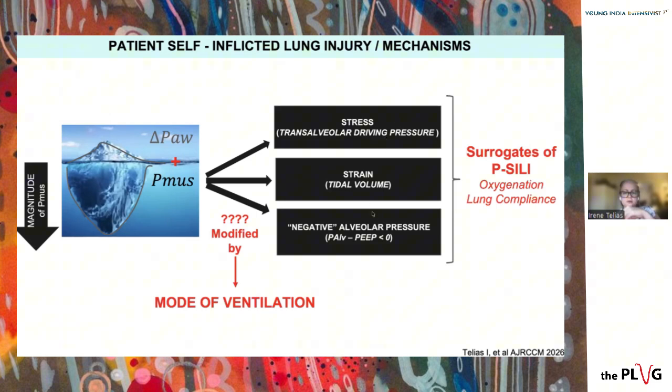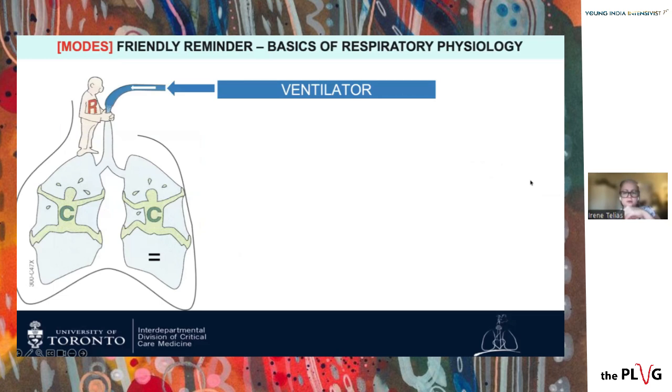And then once we address that, we try to check if these mechanisms modified by the magnitude of effort do ultimately modify a physiological outcome related to patient self-inflicted lung injury, which can be oxygenation or lung compliance, okay? So a little bit of how the modes work, and this is just a review.